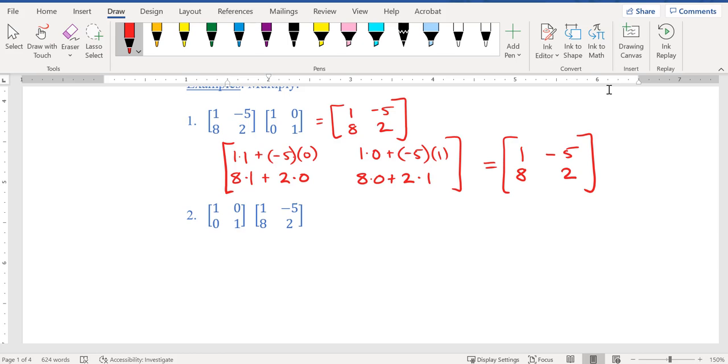Same thing on this one, and for time's sake, I'm going to show you it would be 1 plus 0, and then -5 plus 0, and then 0 plus 8, and then 0 plus 2.